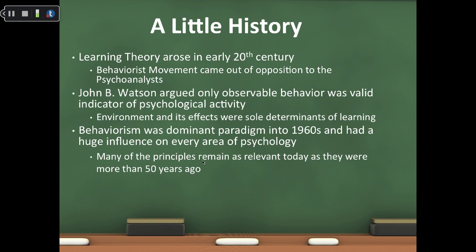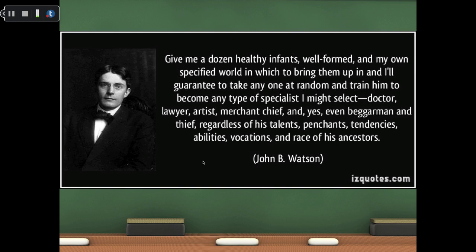Many of the principles remain as relevant today as they were more than 50 years ago, but we focus a little bit more on other things besides just behavior. Something interesting about John Watson is that he's pretty controversial. He once said, "Give me a dozen healthy infants, well-formed, and my own specified world in which to bring them up in, and I'll guarantee to take anyone at random and train him to become any type of specialist I might select. Doctor, lawyer, artist, merchant, chief, and yes, even beggarman and thief, regardless of his talents, penchants, tendencies, abilities, vocations, and race of his ancestors."